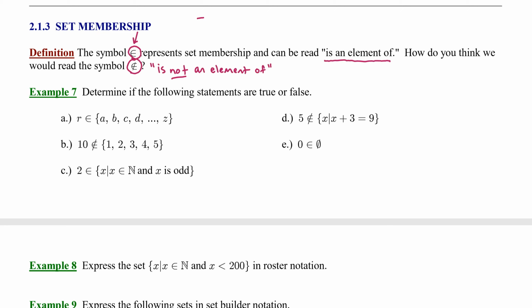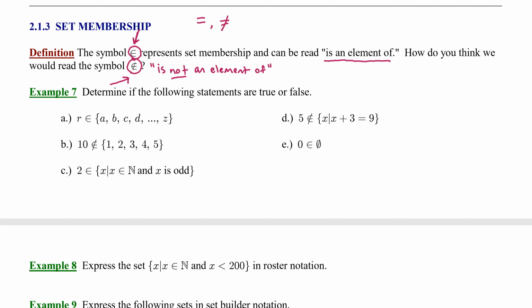In the same way that you can negate an equal sign by slashing it through, making it not equals, anytime you see a slash through a particular mathematical symbol, it simply negates that symbol. So we have the symbol for "is an element of" and the symbol for "is not an element of." Let's practice using this new symbol. Example 7. Determine if the following statements are true or false.